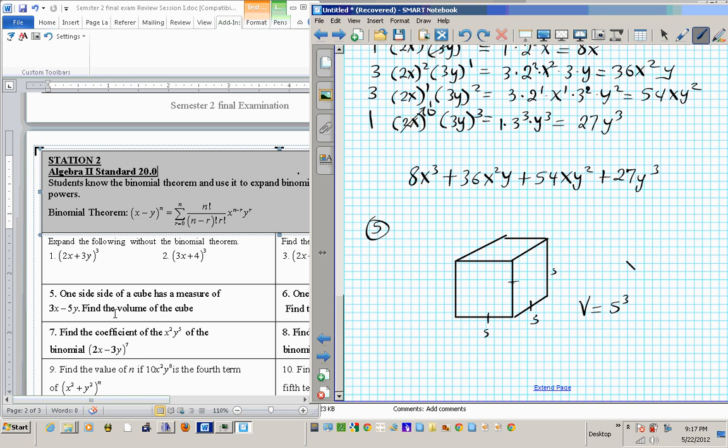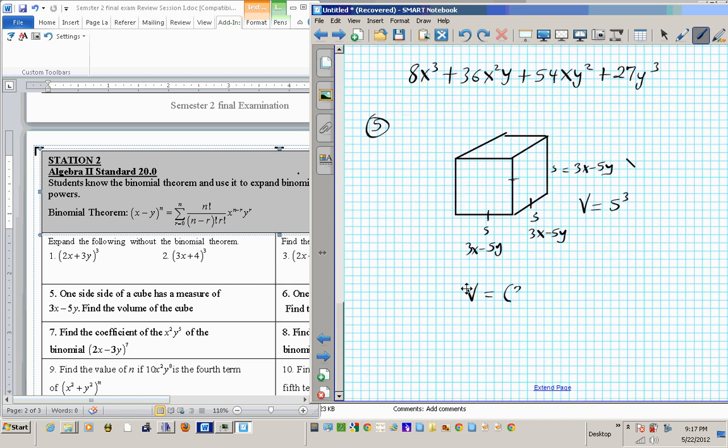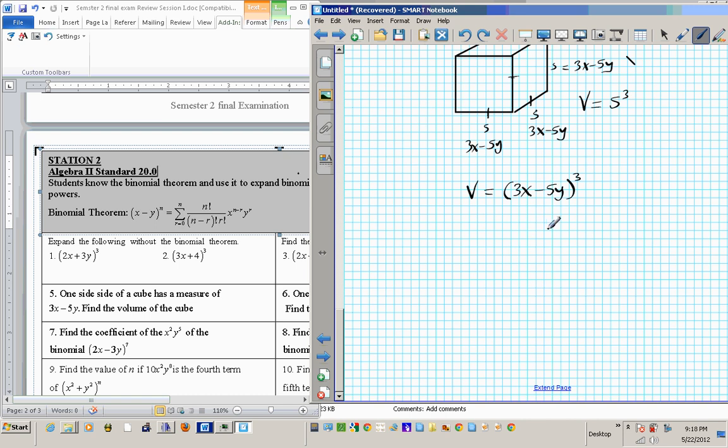So since each side measures 3x minus 5y, the length, the depth or the height, and the width are each 3x minus 5y. So using the formula, the volume is simply going to be 3x minus 5y to the third. So you just expand this using Pascal's triangle, row 3, and then that will give you the final answer, okay? Don't forget to alternate the signs, plus, minus, plus, when expanding difference of binomials.